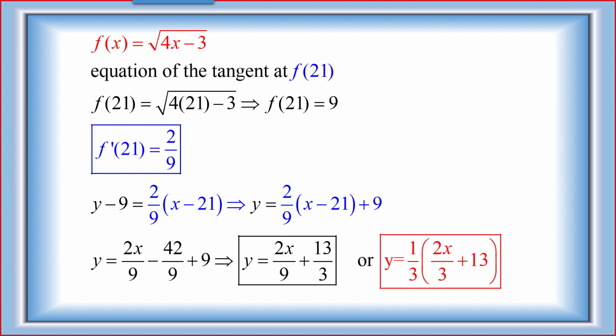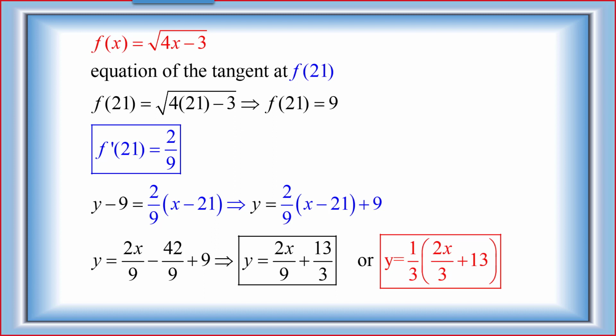So the function value at 21 is 4x minus 3. I put x as 21, which makes it 84. 84 minus 3 is 81, so the square root of 81 is 9. Okay. The next step, I've got the derivative at 21, and that simplifies to 2 over 9, because it's really 2 over the function that was my derivative, so 2 over 9.